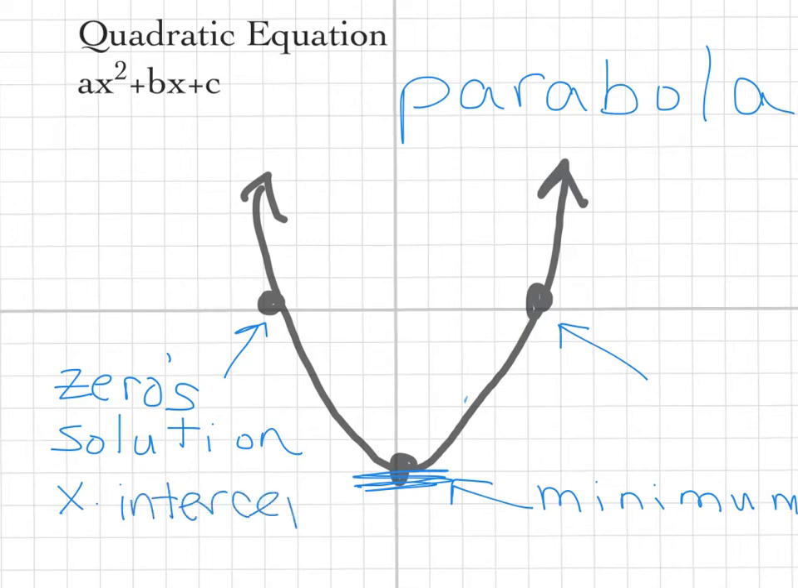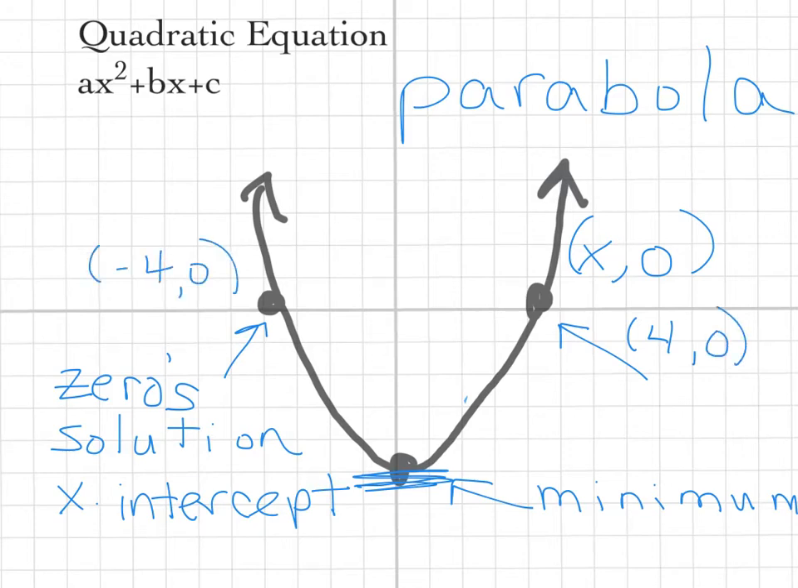So when we talk about zeros of a function, we're really talking about where the graph intersects the x-axis. And remember that the zero of a function is basically the value of x when y equals 0. So in this example, we would have an ordered pair of 4 and 0 and negative 4 and 0 as the zeros of this particular quadratic.